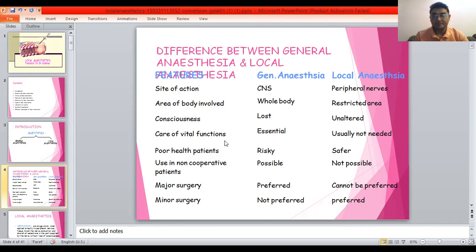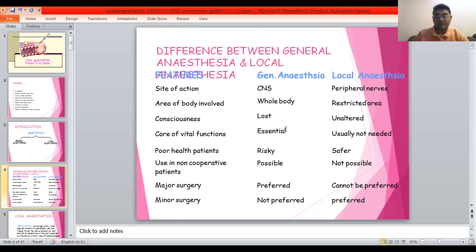Care of vital functions is very essential in general anesthesia, but in local anesthesia it is usually not needed. But if you do, it is good. In general anesthesia, why is care of vital functions so important? Because in general anesthesia, as we talked about before, respiration is ceased. The respiration is stopped, and when it is stopped, we have to support it. We have to give artificial respiration, and supportive care for respiration and for circulation of the patient.